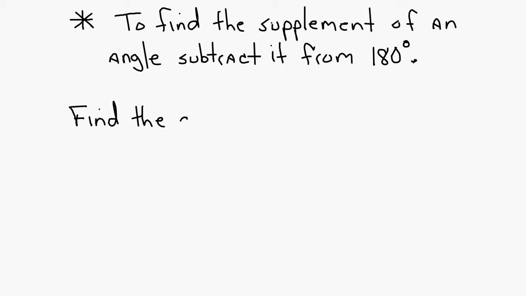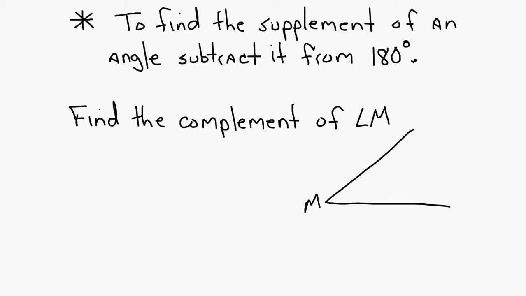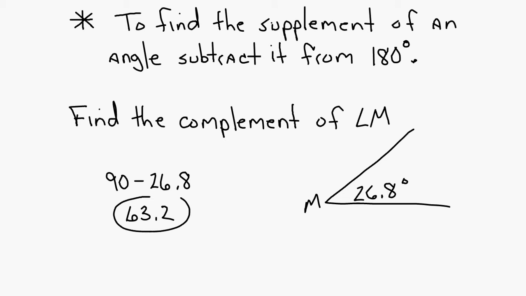You're asked to find the complement of angle M. And then you're given a picture of angle M, and it's 26.8 degrees. Then to find the complement of angle M, you subtract it from 90. So you take 90 minus 26.8. Okay, very good. So the complement of angle M is going to be 63.2, right? Because the two of them added together would sum to 90.